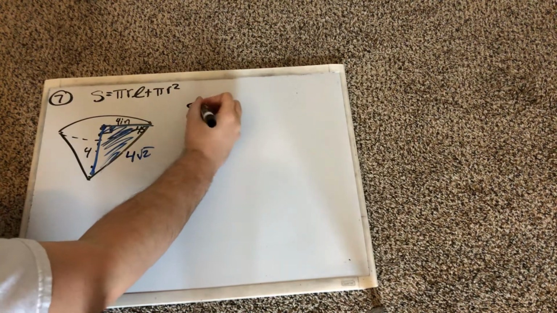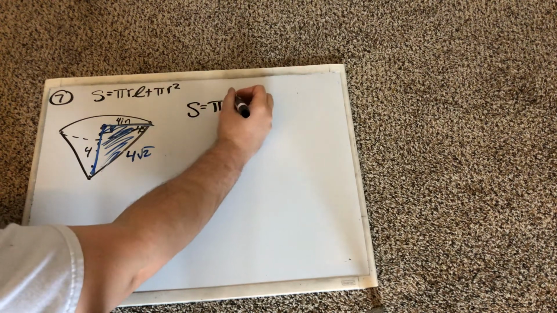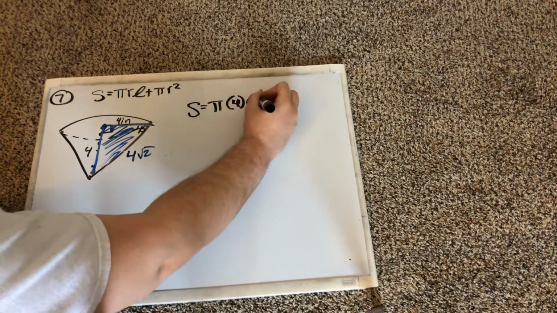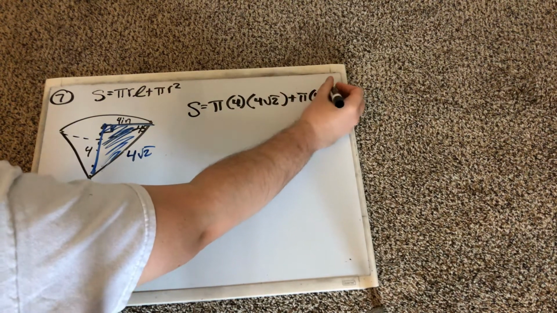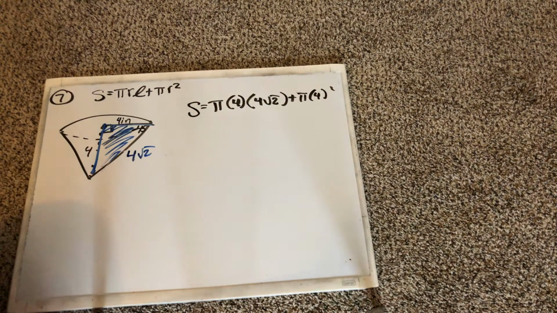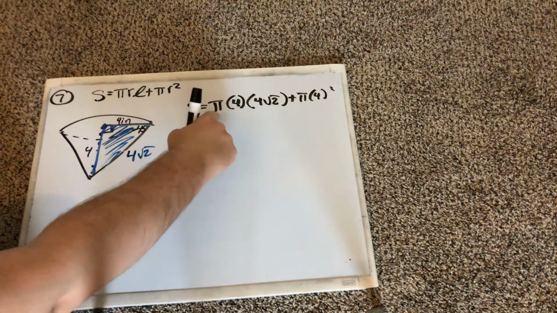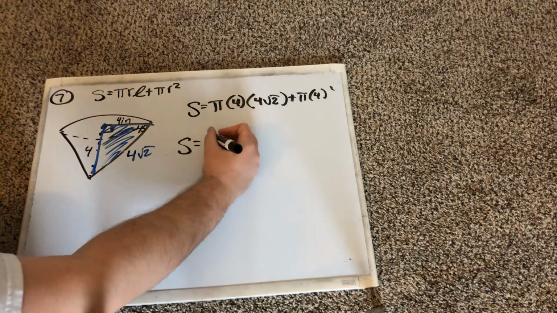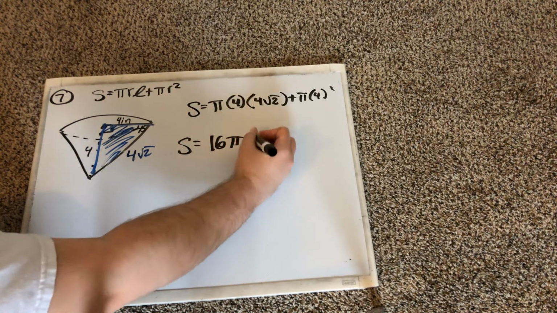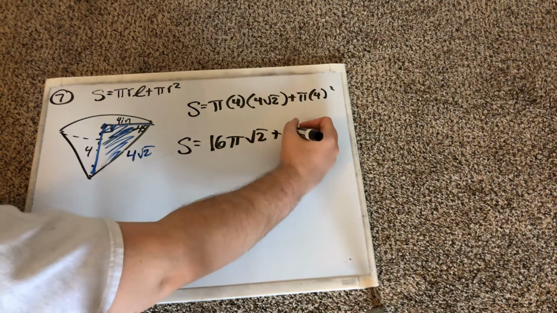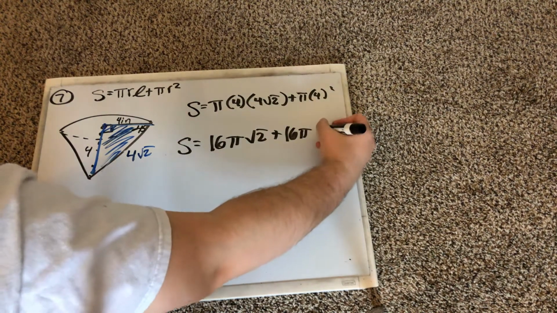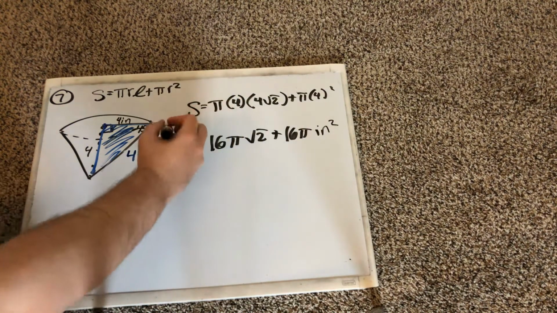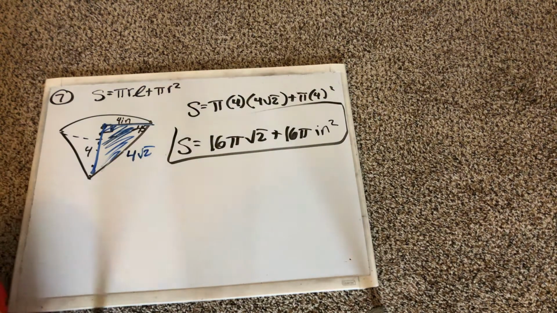So surface area is pi times the radius, which is 4, times the slant height, 4 root 2, plus pi, and then the radius 4 squared. So 4 times 4, 16 pi, square root 2, plus 4 squared is 16 pi. Can we combine these? No. This one has a root 2, this one does not, so let's just add the units. Inches squared. Really not that bad, I promise.